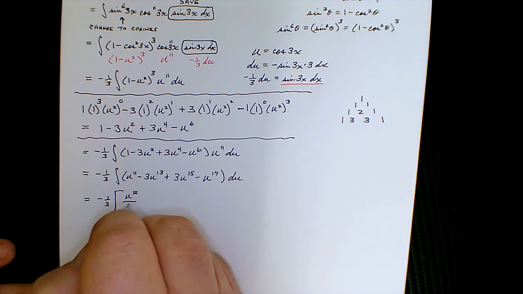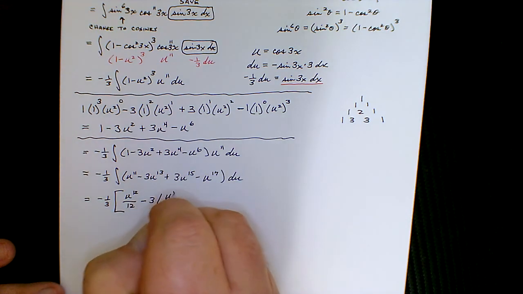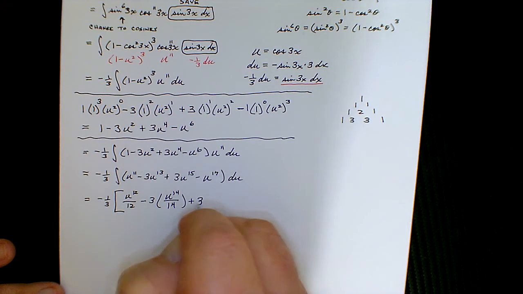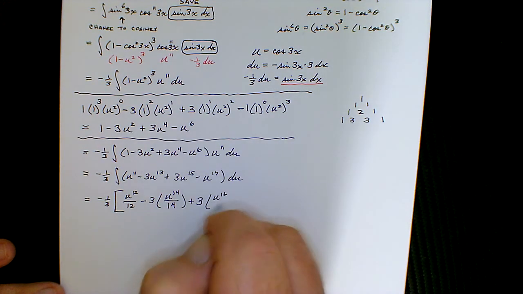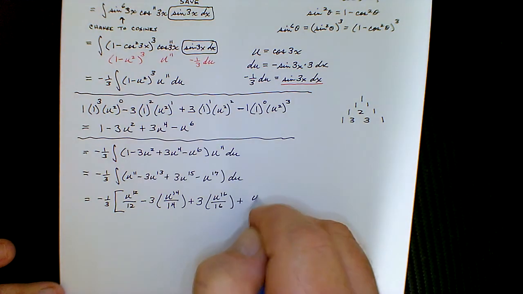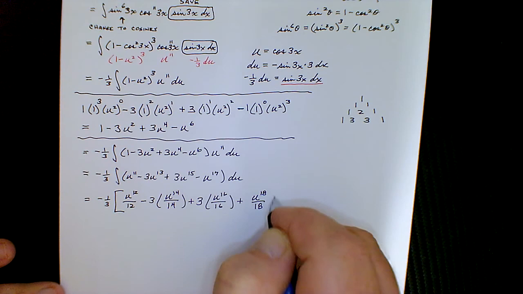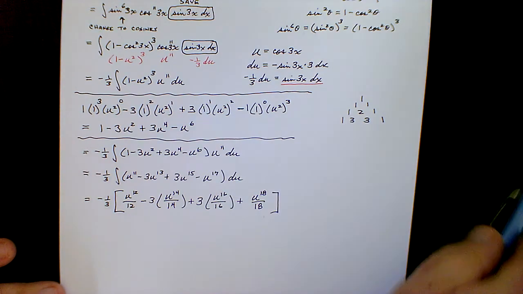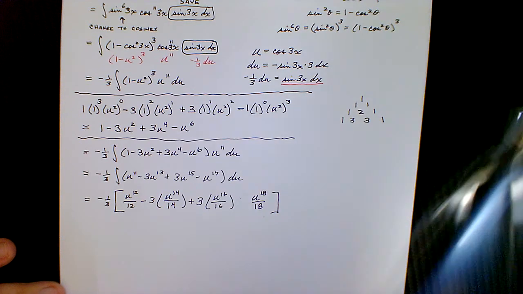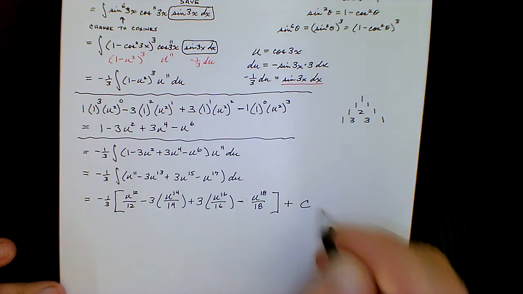u to the 12th over 12, minus 3 tags along. u to the 13th integrates to u to the 14th over 14. Plus 3 tags along, u to the 15th becomes u to the 16th over 16. And finally, u to the 17th becomes u to the 18th over 18. And that was a negative, I know. I'm going to fix it. And that's the plus constant.